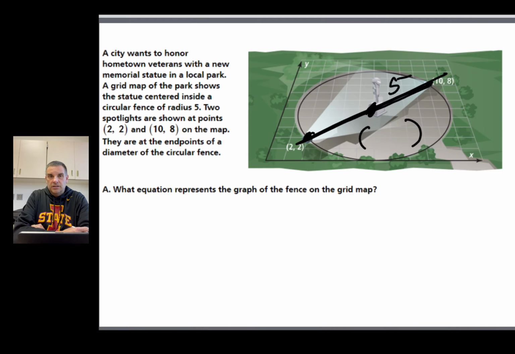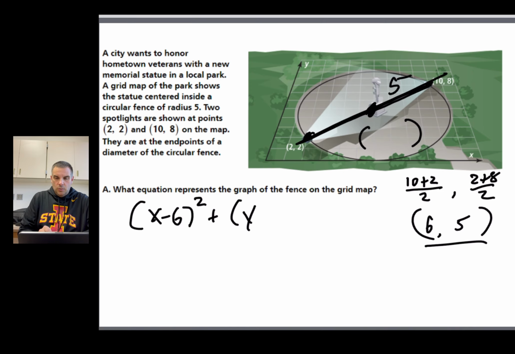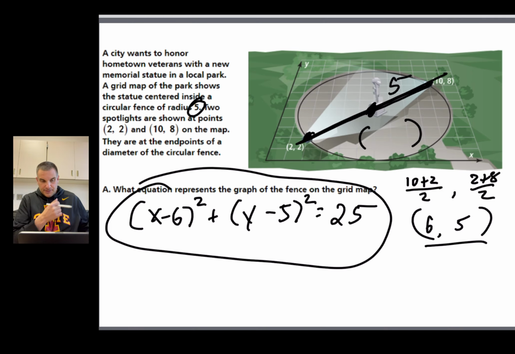The midpoint is your x's added and divided by 2, and your y's added and divided by 2. So x1 plus x2, 10 plus 2 divided by 2, that's 12, that's 6. 2 plus 8 divided by 2 is 5. So that is the center of my circle, that midpoint. Now we know the center. They gave us the radius is 5, so it's just (x minus 6) squared plus (y minus 5) squared equals 5 squared, which is 25. There it is, and we're done.